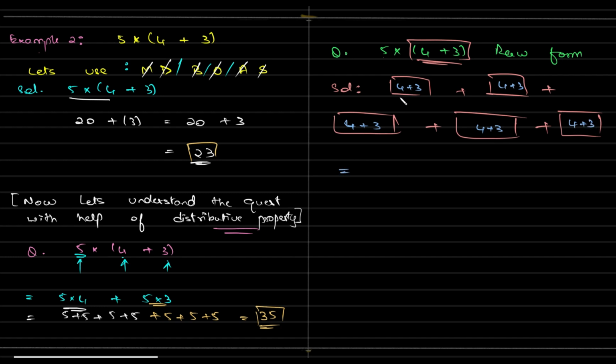Then we just need to add all of this. 7 plus 7, 7, 7, 7. So 7 being added 5 times. So we have 14, 21, 28 and 35. So we got the same answer as this. These two are the same and not the same as this. It's not the same as the first variation.